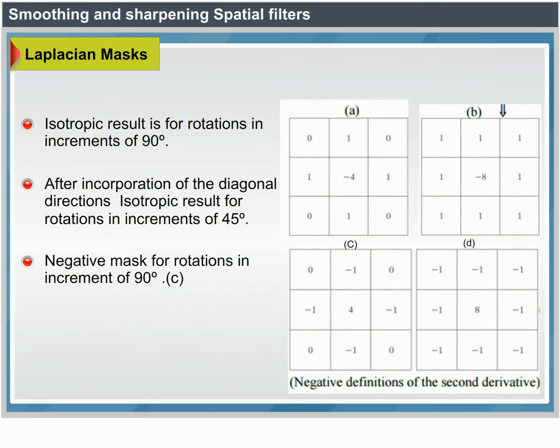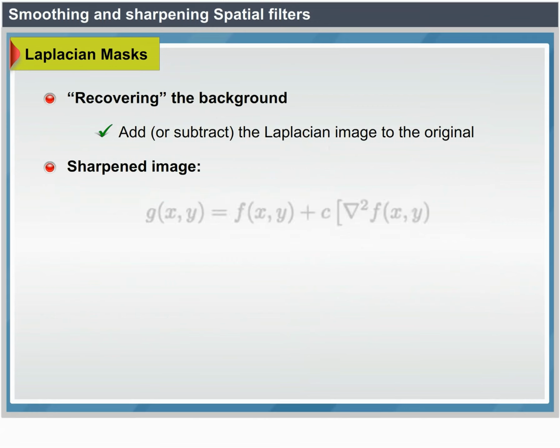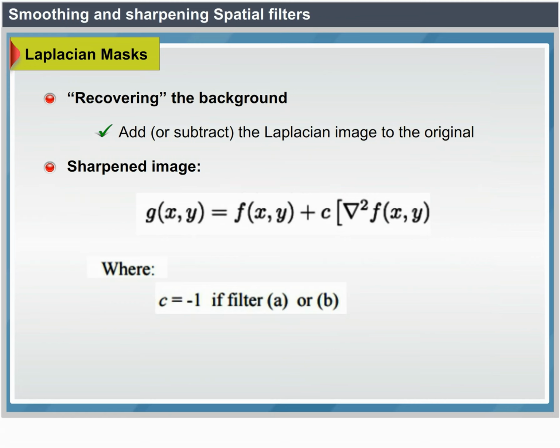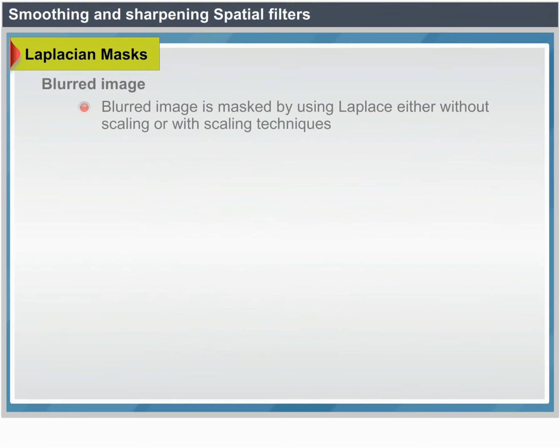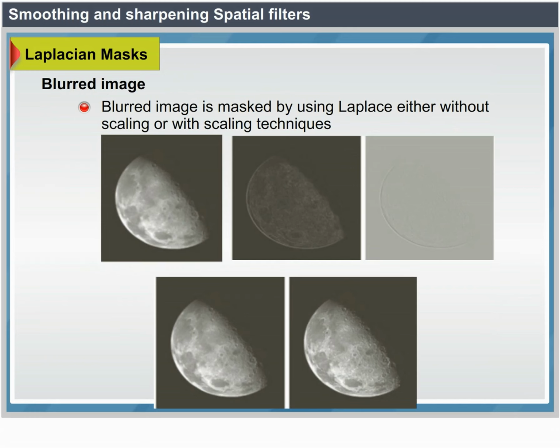Unsharp masking and high boost filtering. Unsharp masking: blur the original image f of x, y. Subtract the blurred image f bar of x, y from the original, the result is called the mask. The equations are as shown on screen. Add the mask to the original. The equations are as shown on screen.